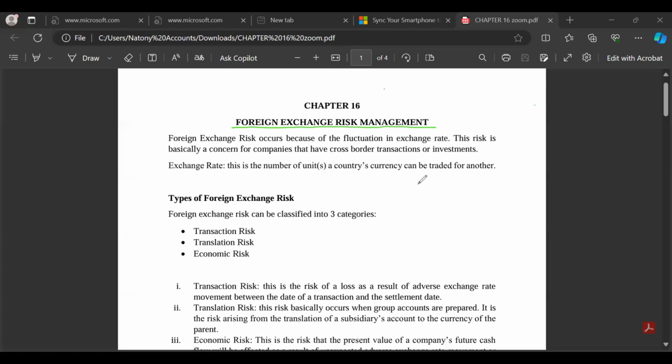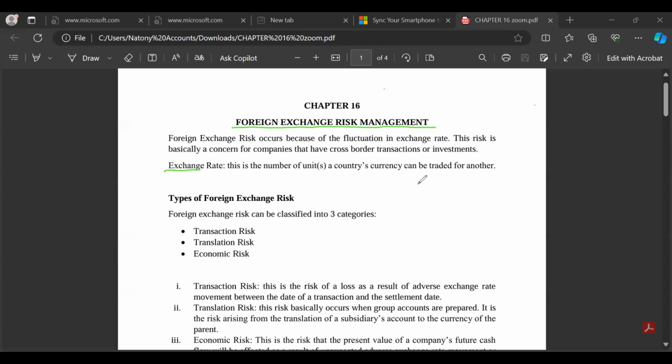Foreign exchange risk management: for a company that has cross-border transactions, there will definitely be the possibility that the company will be exposed to foreign exchange risk. And what is foreign exchange risk? It is the fluctuation in the exchange rates.